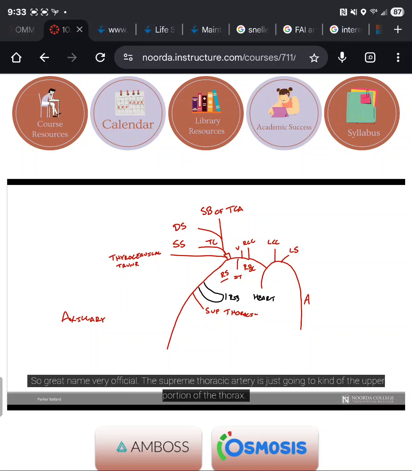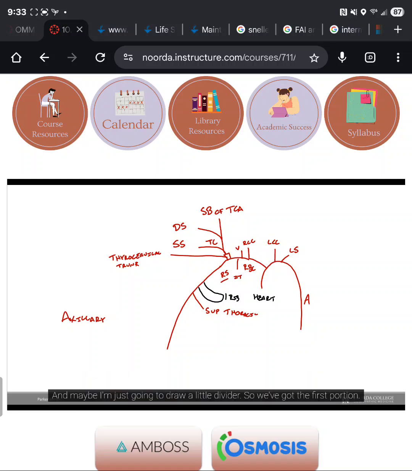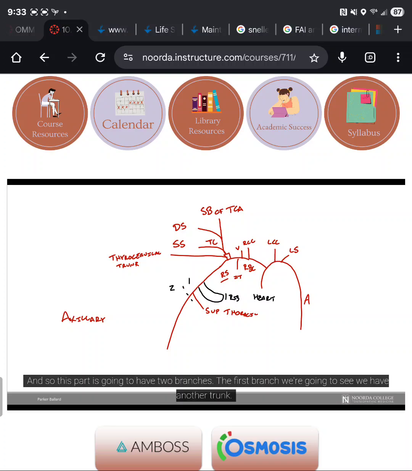The supreme thoracic artery is just going to the upper portion of the thorax, and ends up getting some of the pectoralis muscles while it's there. So supreme thoracic is the first portion. And maybe I'm just going to draw a little divider. So we've got the first portion, and this will now be the second part of the axillary artery. And so this part is going to have two branches.